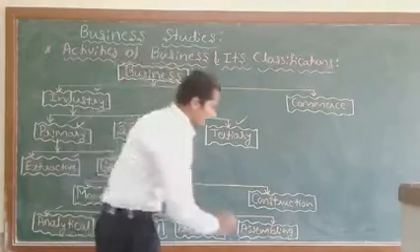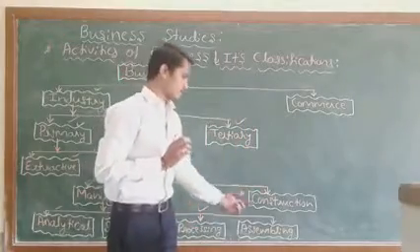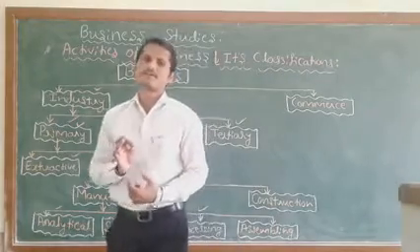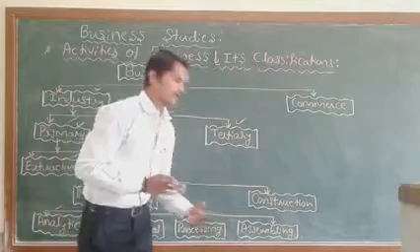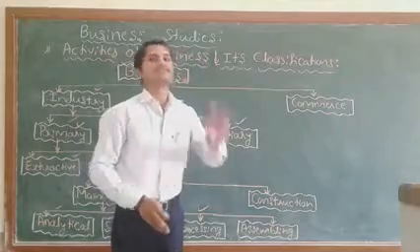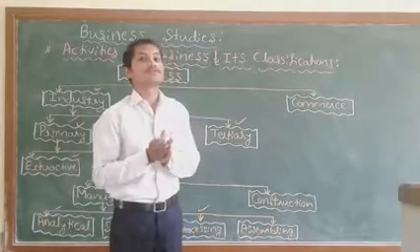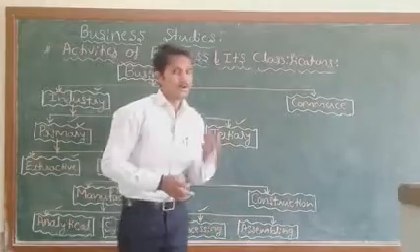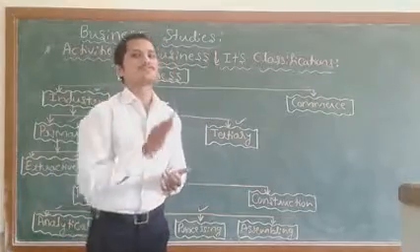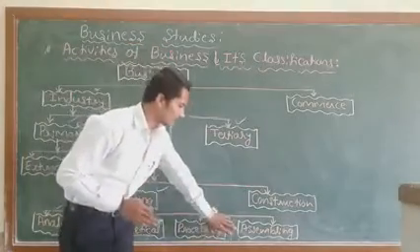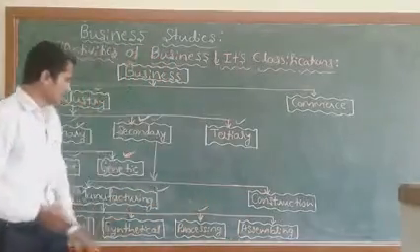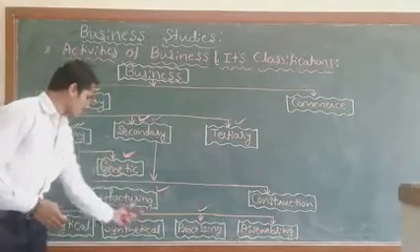Okay, then lastly, assembling. That assembling is similar to the first one, that is analytical. Here different products or different components are used to produce one single product. Different components are used for what? To produce the one single product. For example, manufacturing of TVs, manufacturing of cars, etcetera, are covered under the assembling activity.